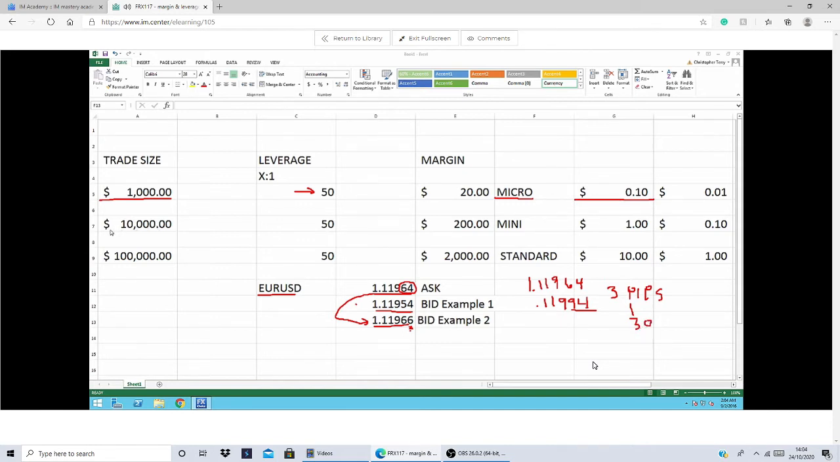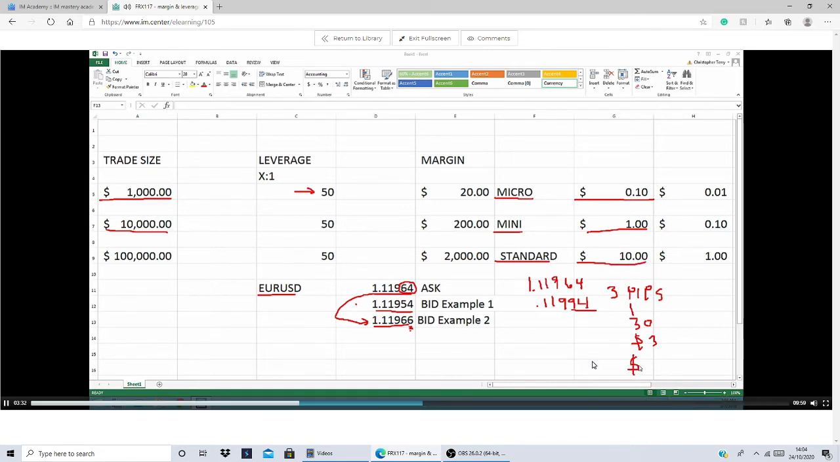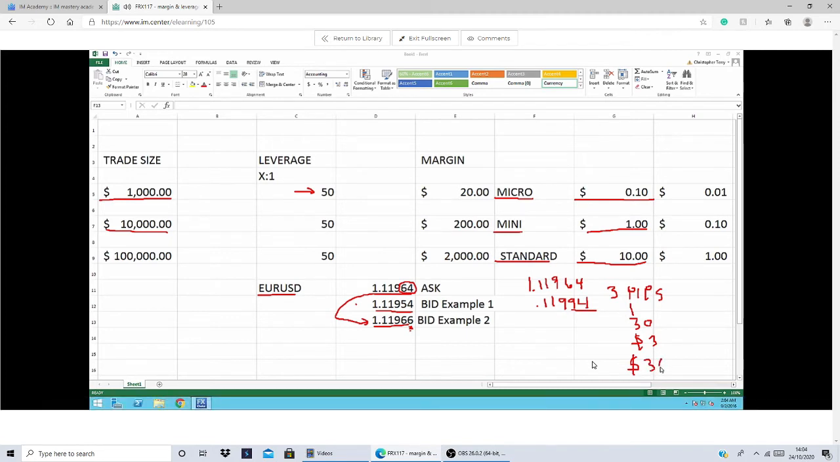The mini lot, the trade size is 10,000. It's also called a mini lot. And the pip value is $1. In this example, you would have made $3. And here, 100,000 is called a standard lot. That's the highest trade size you can do. And the trade value is $10 a pip or $30.